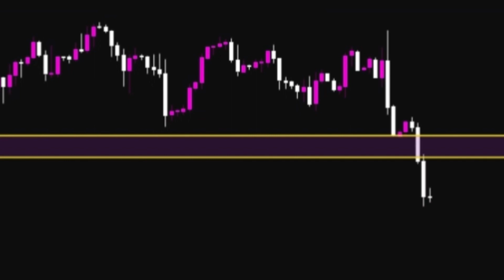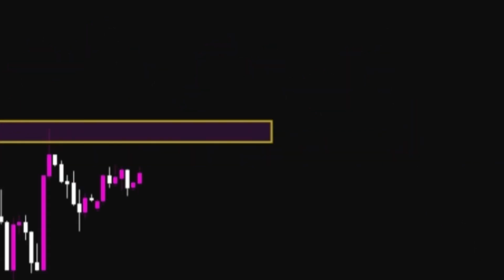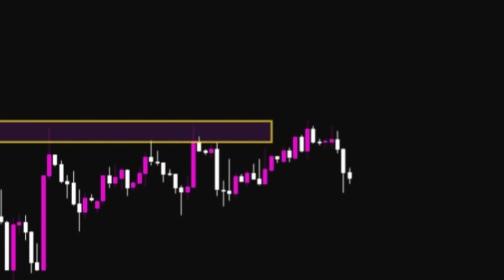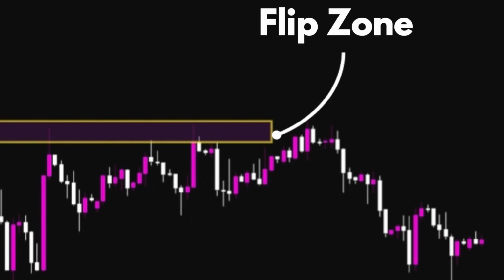So, as you can see, the market went below this zone, which hits the stop loss of those traders who have placed their buy limit orders at this zone. And then we can see price reaching this zone, and then it continued going downwards. This is why we can call this zone a flip zone, as this bullish order block zone became a bearish order block zone.